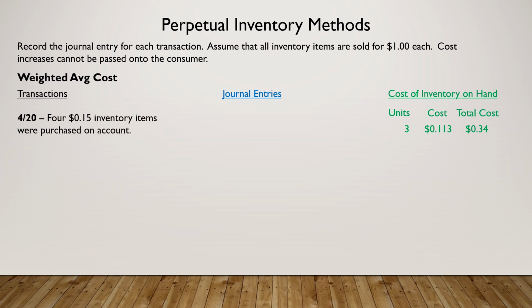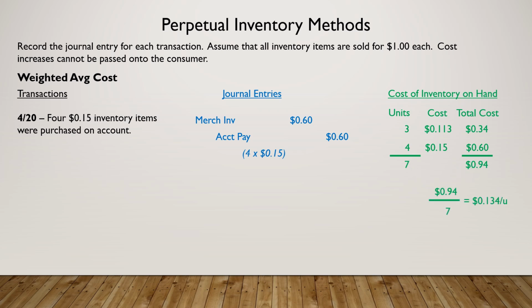On April 20th, we buy 4 15-cent items on account. Debit merchandise inventory and credit accounts payable for 60 cents. Add this purchase to our current inventory layer and calculate the new weighted average cost. You should get approximately 13.4 cents per unit.